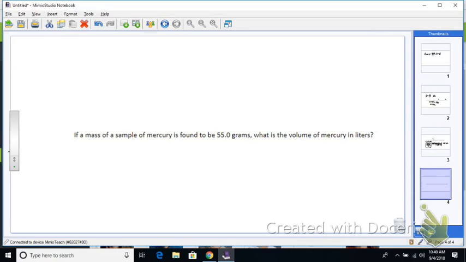Actually, it'd be 2 steps because it's asking you for liters. But let's just make this milliliters. Let's not go to liters. Let's go to milliliters. So it should be just 1 step.